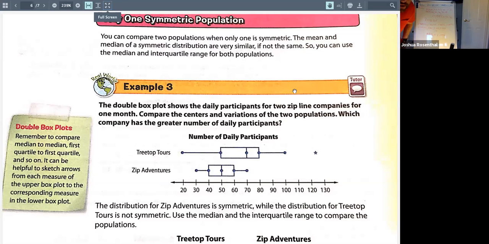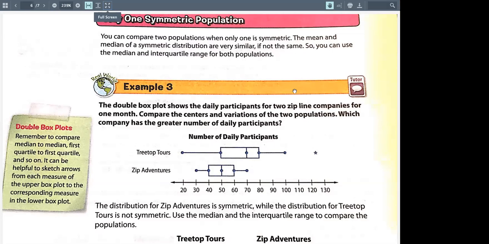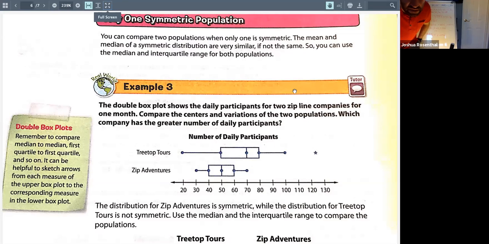It has a longer whisker on the left. That means they have a lower outlier; the lower extreme is further away than the upper extreme is from the rest of the data. Which company has the greater number of daily participants? Treetop Tours. But they want us to compare the centers and the variations of the two populations.